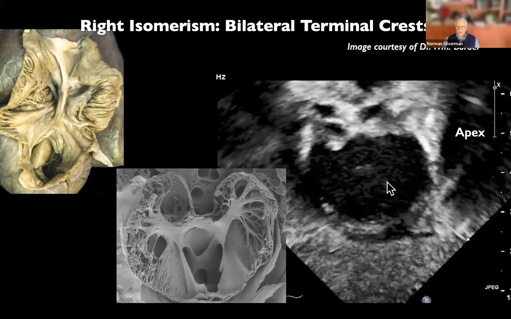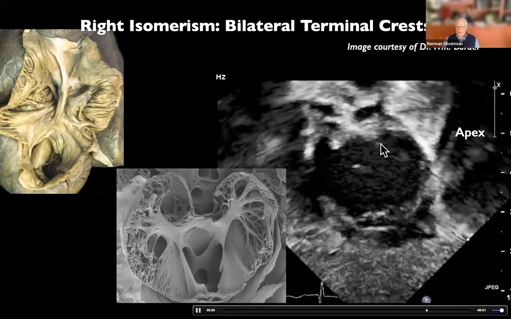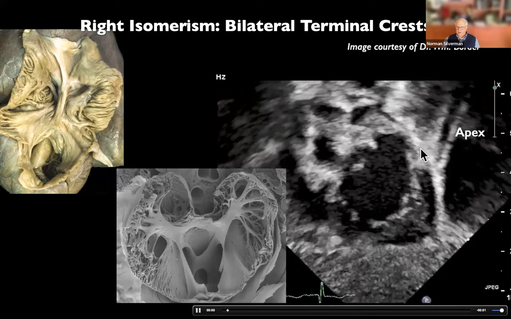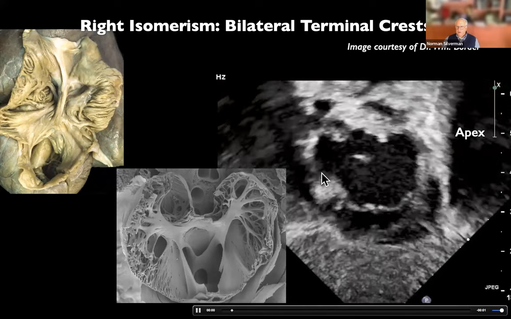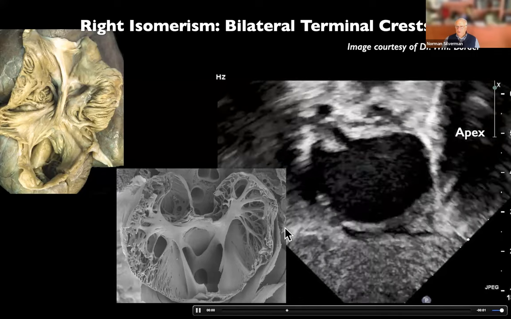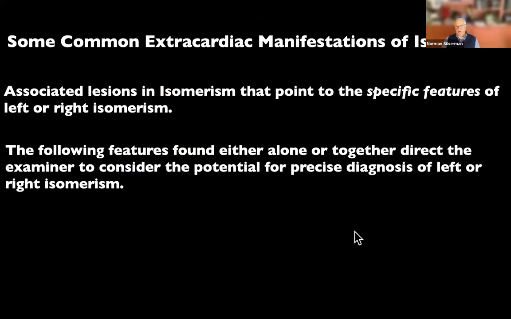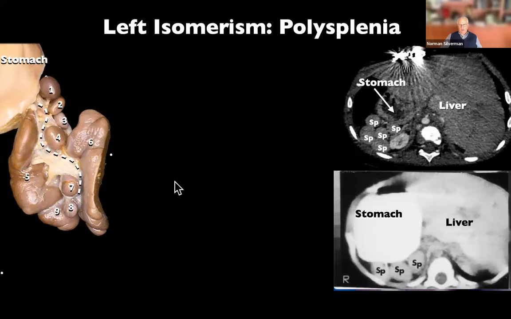So the terminal crests are our echocardiographic hallmark to the pectinate muscles, which, as you can see, even in a neonate, are difficult to define echocardiographically. So now let's look at the common extracardiac manifestations of isomerism, okay? So these also help you with the direction.